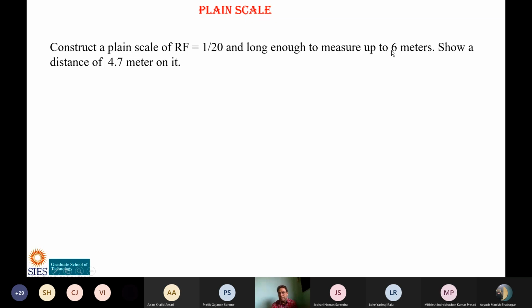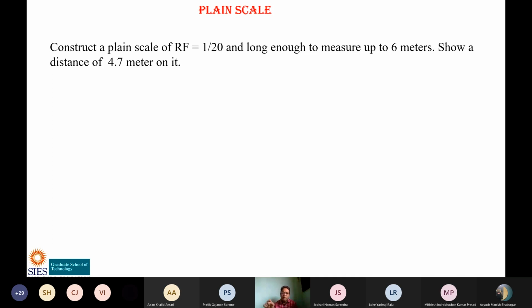And on this 6 meter scale, they have asked us to show a distance of 4.7 meters. Okay, so since the scale is long enough to measure up to 6 meters, we can show any distance which is less than or equal to 6 meters. Now this can be 4.7, 5.2, 1.9, 2.8, anything. So I hope the question is clear to all of you. It is a plane scale. Plane scale means only 2 units can be shown. Measure up to 6 meters. So the maximum length of the scale. We have that ruler scale.